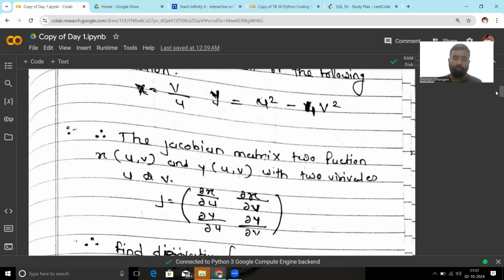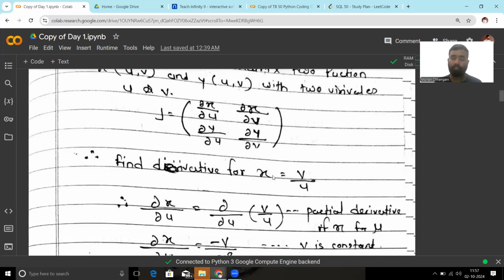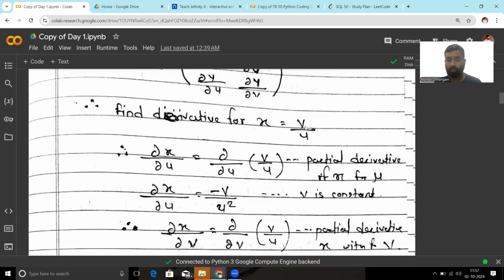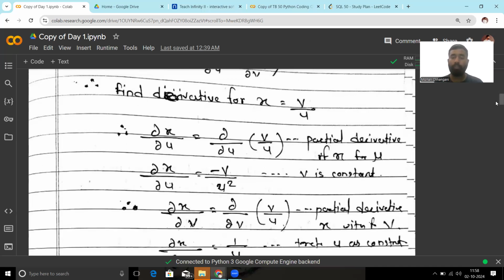First we find the derivative of the first function, x equals v upon u. We take the partial derivative of x with respect to u. When we find the partial derivative of x with respect to u, v is constant and u changes. So we get minus v upon u square, because u is differentiated and we get u square in the denominator. v is constant in that condition.